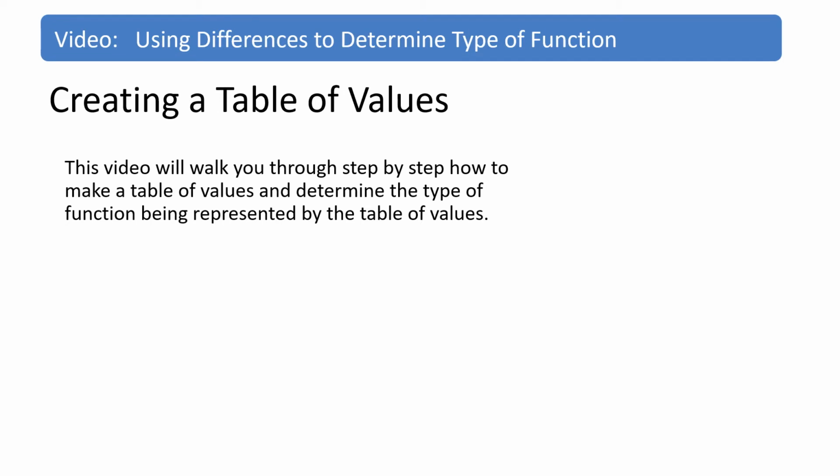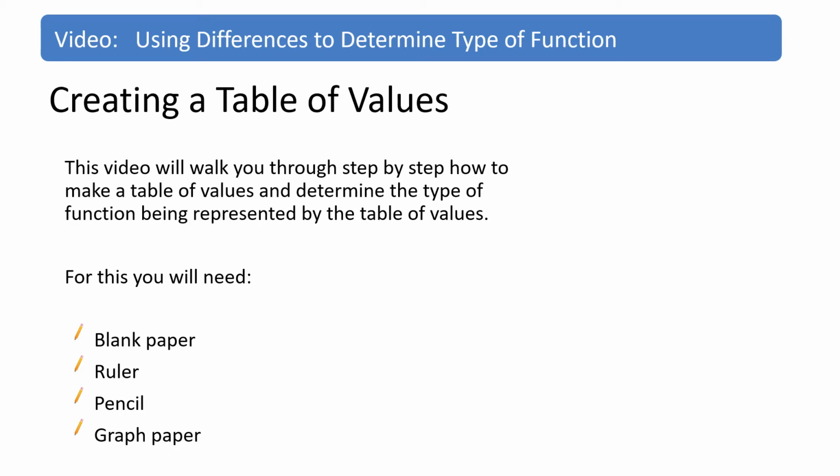This video will walk you through step by step how to make a table of values and determine the type of function, linear or quadratic, being represented by the table of values given. For this you will need blank paper, a ruler, pencil, and graph paper.